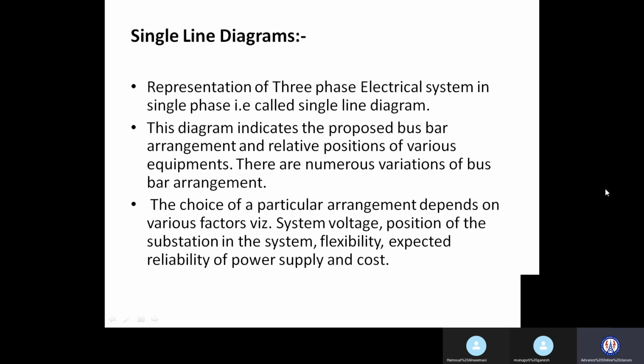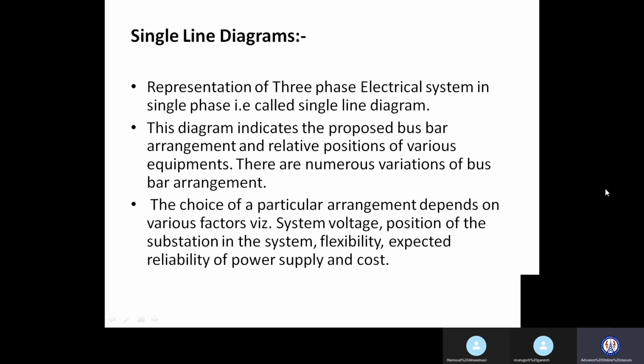Then the second input you require is the switching scheme. So what type of switching scheme are you using for a rural distribution substation, Hamid and Ganesh? Single bus arrangement. Right, single bus arrangement. So just note down, second input is single bus bar arrangement.